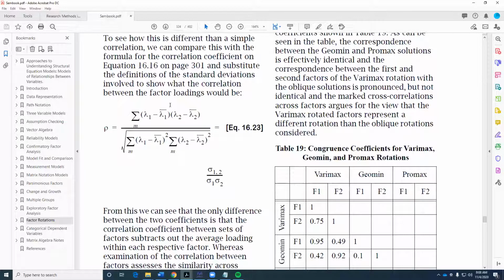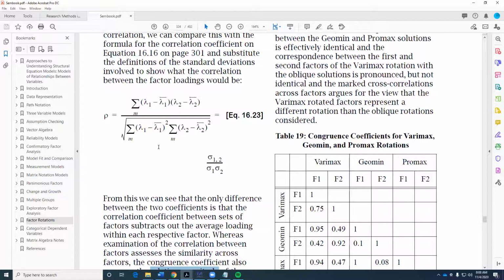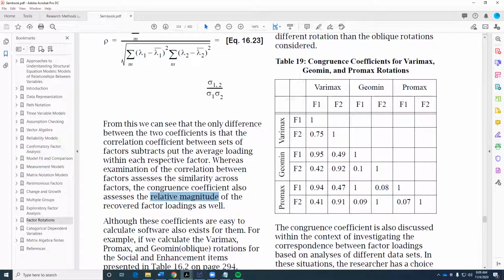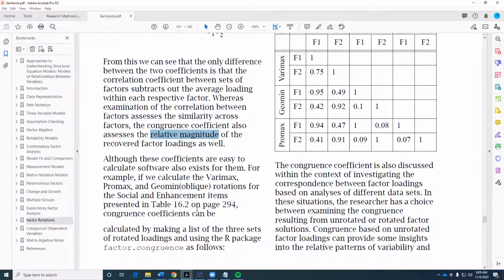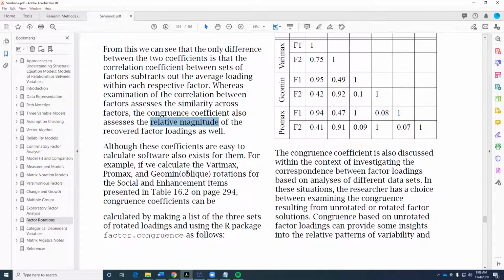Now that formula is pretty easy to work with. And if you play with Excel, you can cut and paste the loadings onto a spreadsheet and multiply the loadings across and add them up and calculate this congruence coefficient by hand. If you're playing with R, there's a nice little package called factor congruence, which will do that for you. I mean, it's not rocket science, as I mentioned.